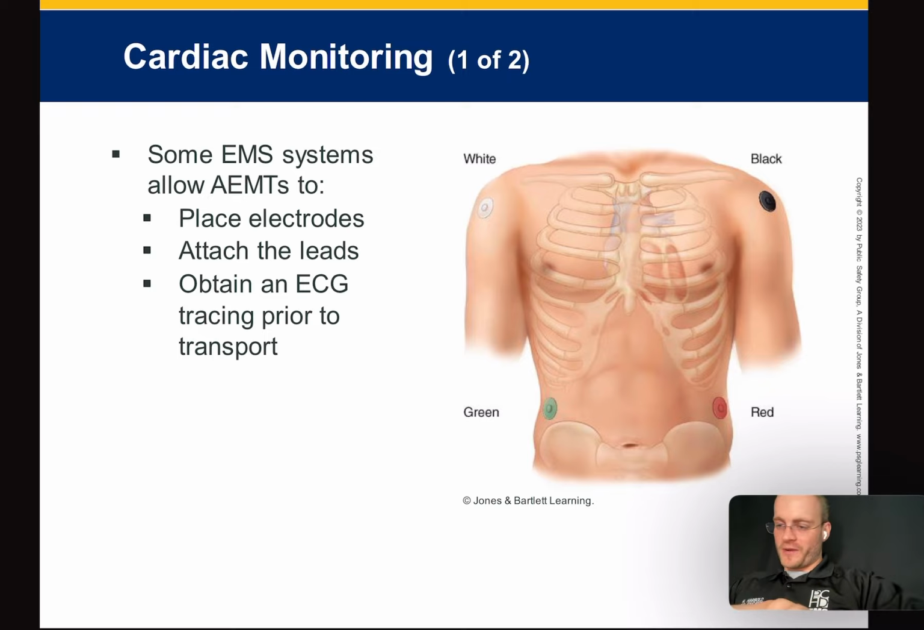I'm not going to ask you where these go, by the way. Okay. In the real world, they're labeled like right arm, right leg, left arm, left leg, and they are color coded, but it's written on there. Like it'll literally say right arm, written on the electrode or the lead.